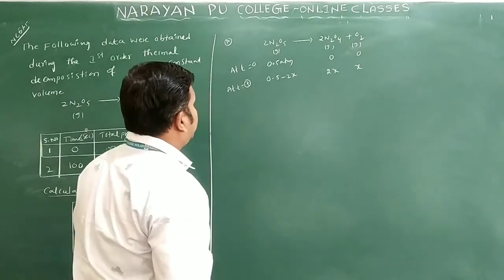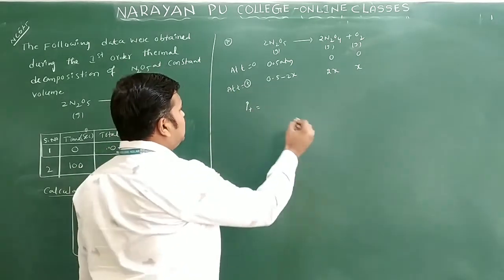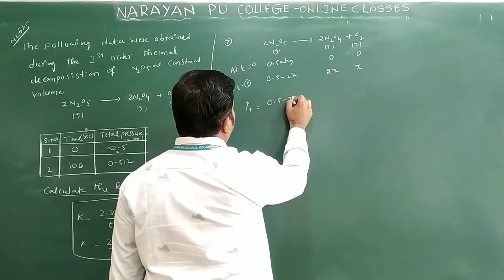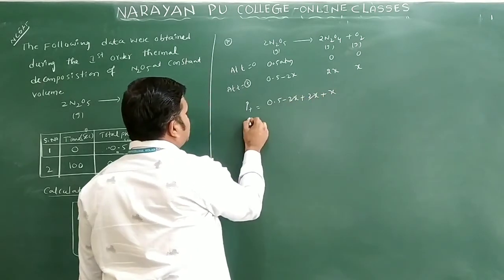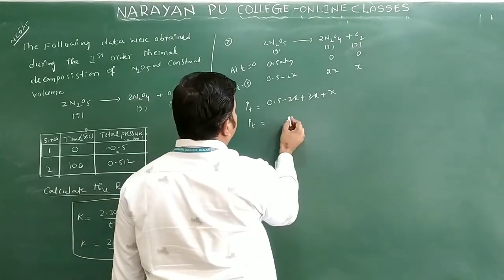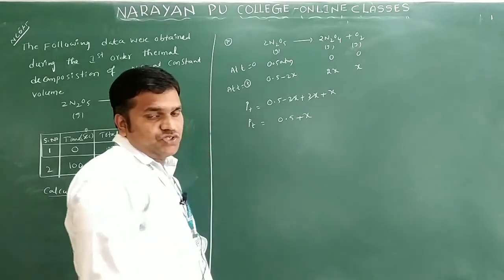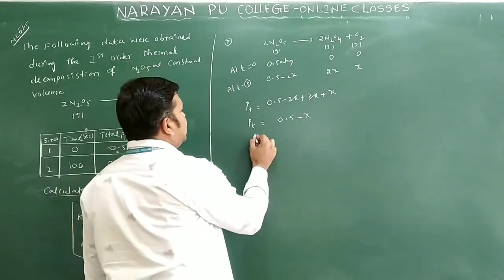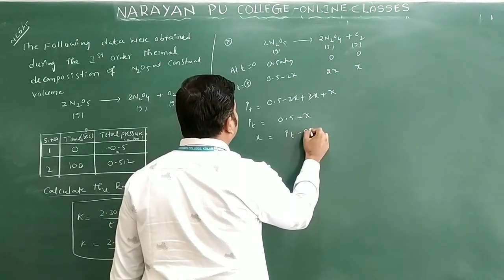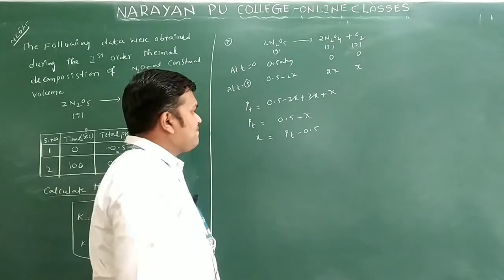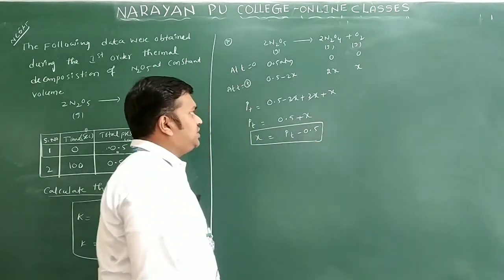From this, I want to find P total. You can add all of these: 0.5 minus 2x plus 2x plus x. The 2x and minus 2x cancel. So P total is equal to 0.5 plus x. Therefore x is equal to P total minus 0.5. You got one expression here.